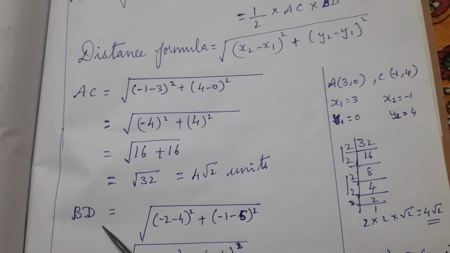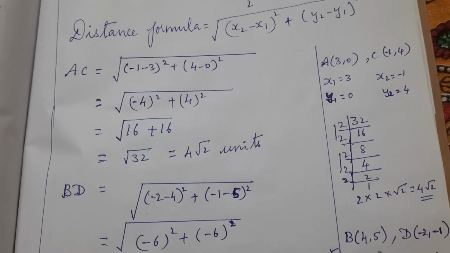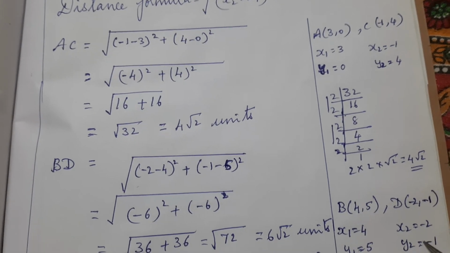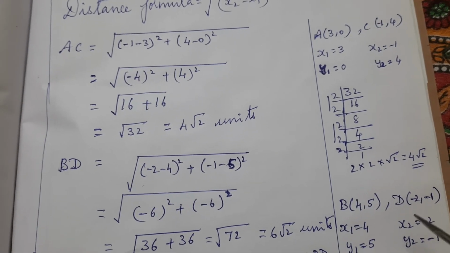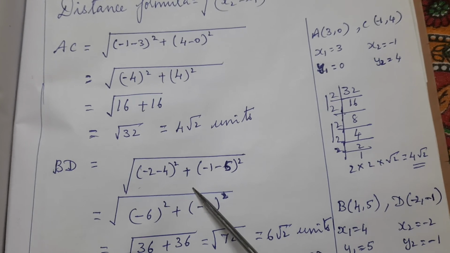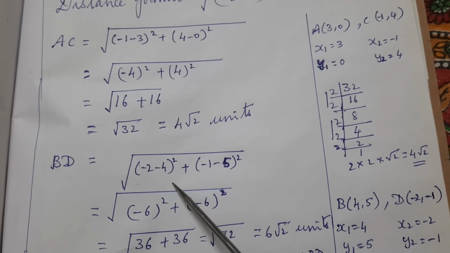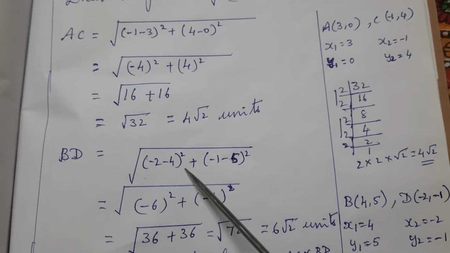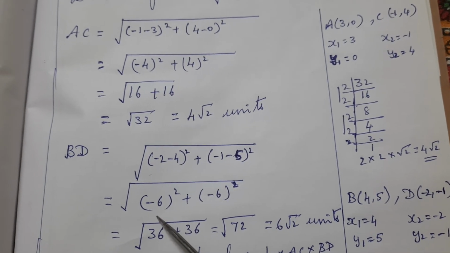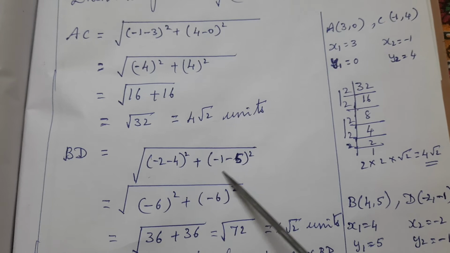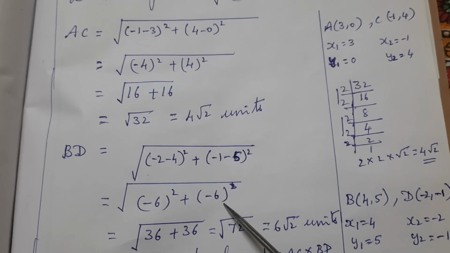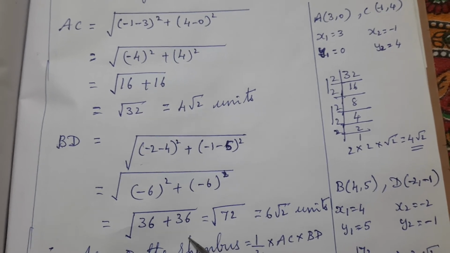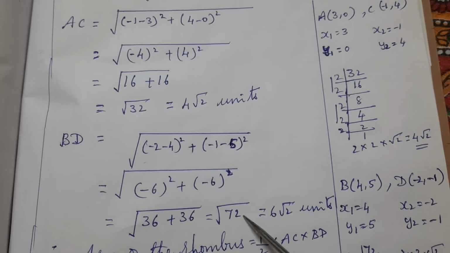Next is BD. In the same way for BD, we take B and D as the coordinates. B is x1, y1, D is x2, y2. Substituting these values in the distance formula, (-2 minus 4) the whole square plus (-1 minus 5) the whole square. -2 minus 4 is nothing but -6, the whole square, plus -1 minus 5 is -6, the whole square. -6 square is 36, and again 36. 36 plus 36 is 72.